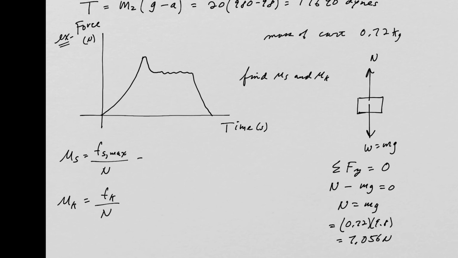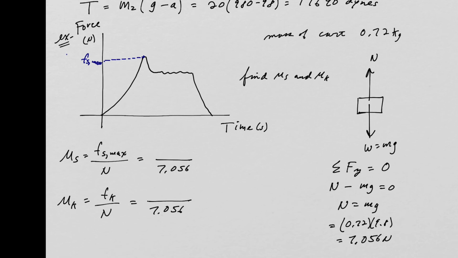So I know the denominators for each of these. These are both going to be 7.056. How do I find the numerators? How do I find Fs max and Fk? That's when you use the graph. You're going to have to estimate. Remember, Fs max should be the highest point, this peak. So you estimate by reading off that value. This should be Fs max, where that value is.